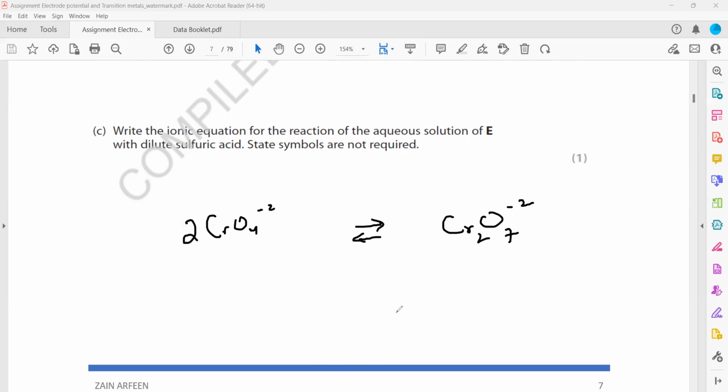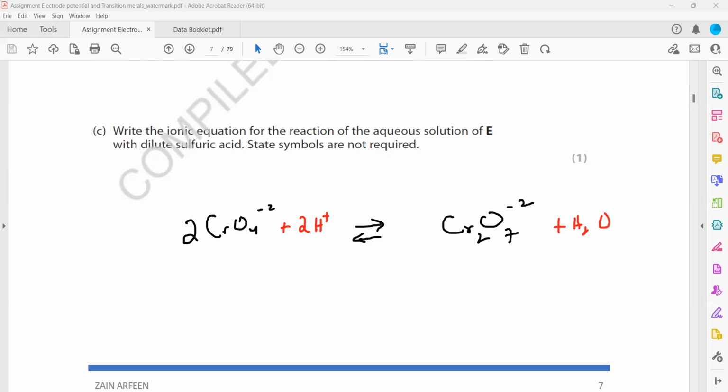Then, to balance the oxygen, we add water. Here we have 7, here we have 8, so we should add water here. So we add one water molecule, H2O. To balance the hydrogen, we add protons. But this is an ionic equation, so we don't have to mention electrons here, as it's not a redox equation, just an ionic equation.